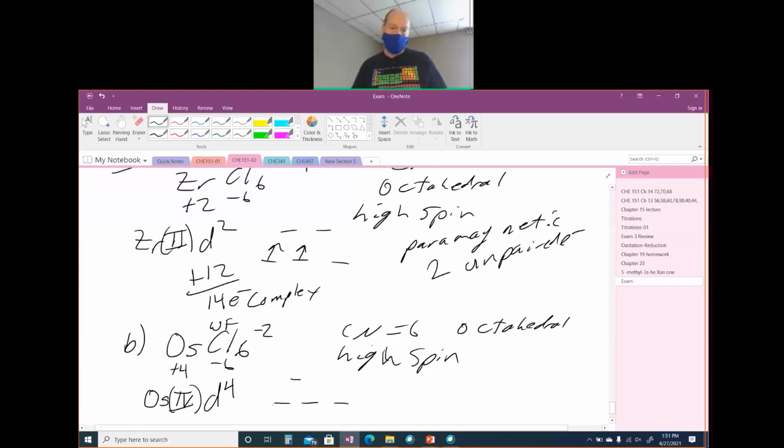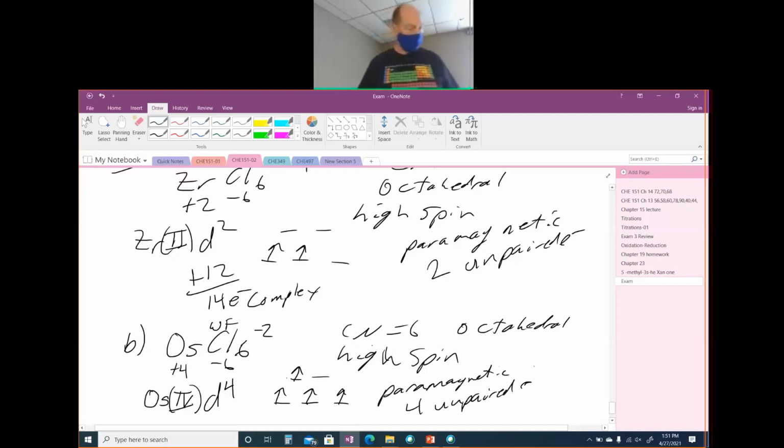All right, and so it is high spin. So we put in our 4 electrons as the electron goes to the higher energy orbital, which is a high spin. So this is paramagnetic, and it has 4 unpaired electrons, unless, of course, the problem says it's low spin.